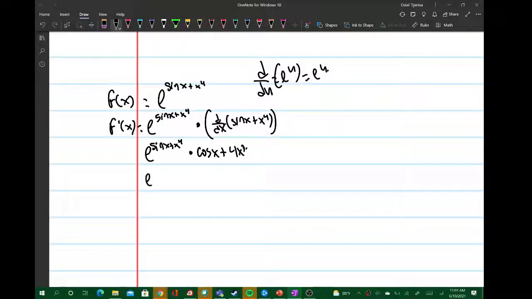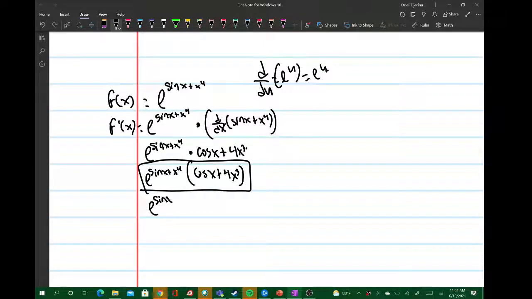Now, you can do it like this, or you can distribute the e to the sine of x plus x to the fourth in. So cosine of x plus 4x cubed times e to the sine of x plus x to the fourth, like this, right?